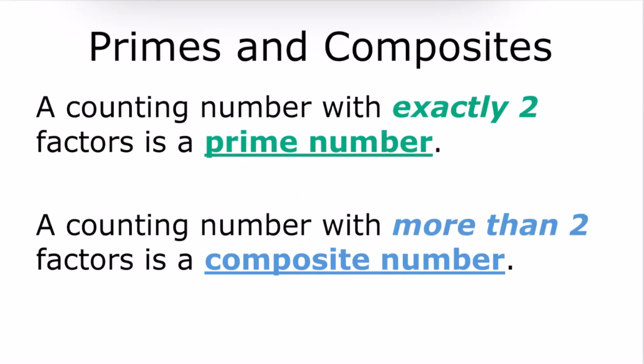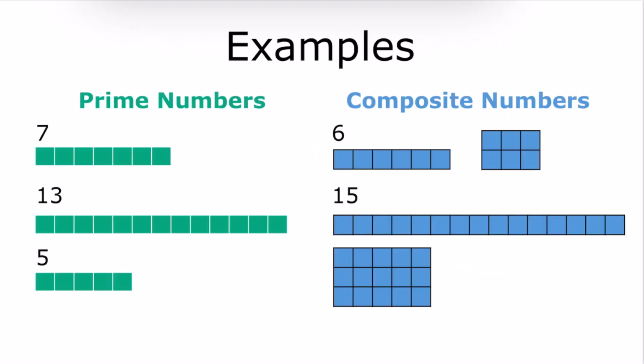And the definition of a prime number is a counting number that has exactly two factors. And then a composite number is a counting number with more than two factors. So one way that you can visualize this is that prime numbers can only form rectangular arrays that have one row. But composite numbers can form rectangular arrays that have one row or more than one row. So there's multiple ways that you could arrange that number of squares into a rectangle. And sometimes there's even more than just one that has more than one row.